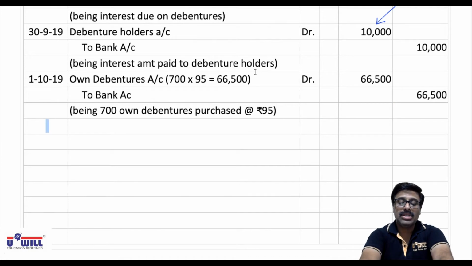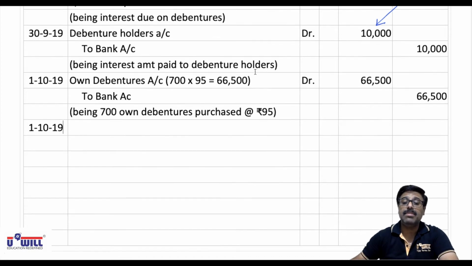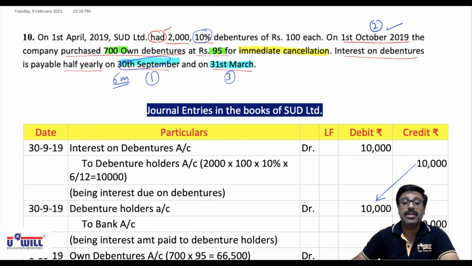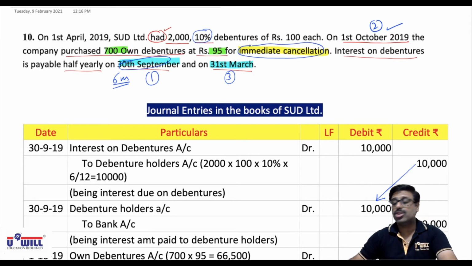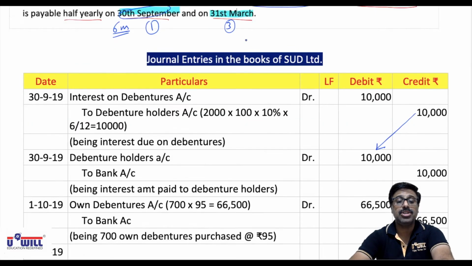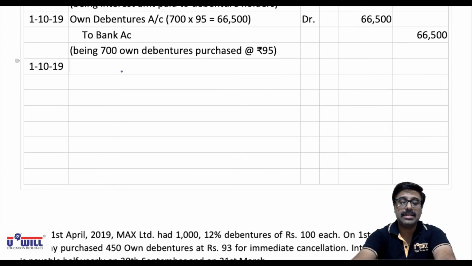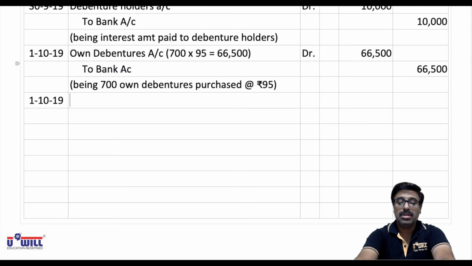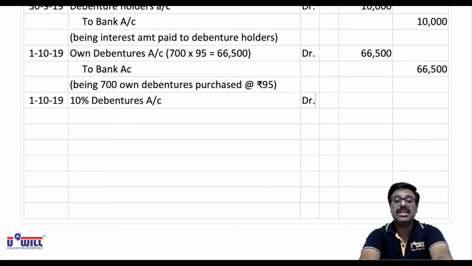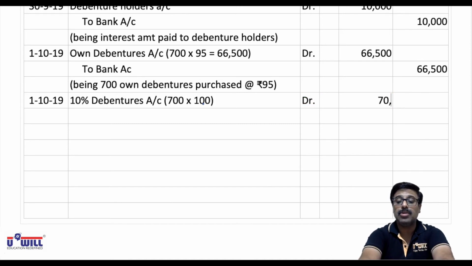Now, on the same date, 1/10/19, it is given for immediate cancellation. This we have written for immediate cancellation. Means on the same date, 1st October, we will cancel the existing debentures also. So for immediate cancellation, the entry will be existing debentures, 10% debentures. We discussed 10% debentures have a credit balance, which will reverse and debit them. 10% debentures account debit. Now debentures are always at face value. So the 700 debentures which we have purchased, we will cancel. 700 into 100, the amount will be 70,000.